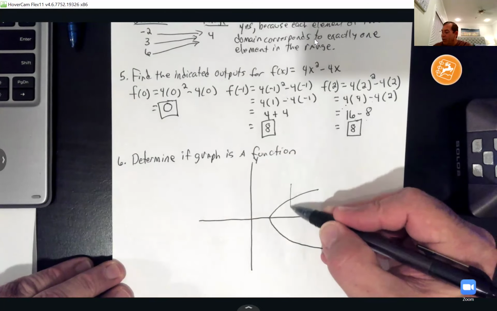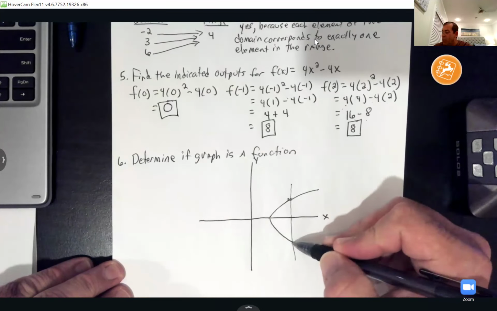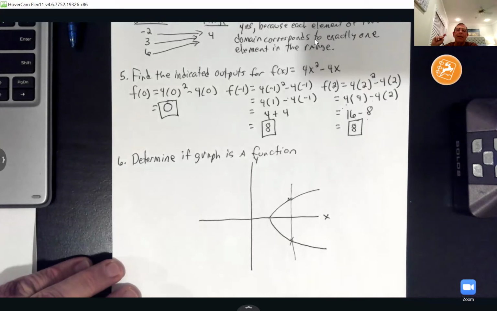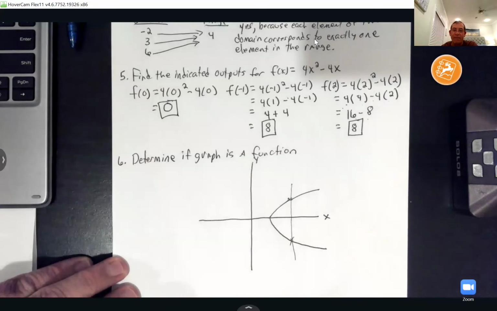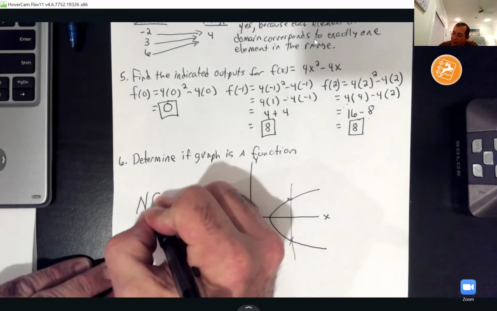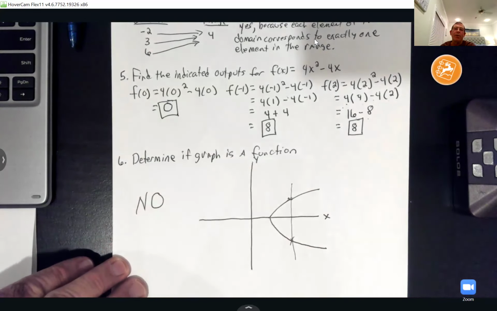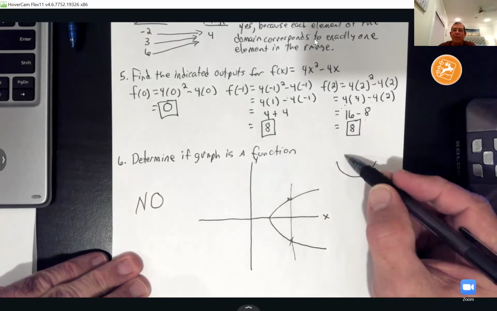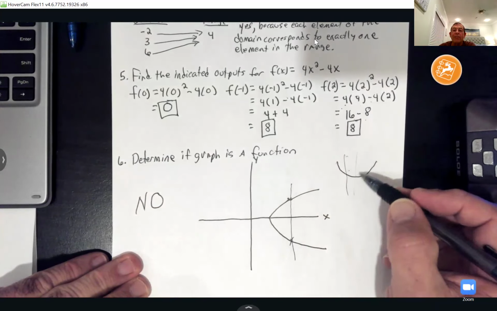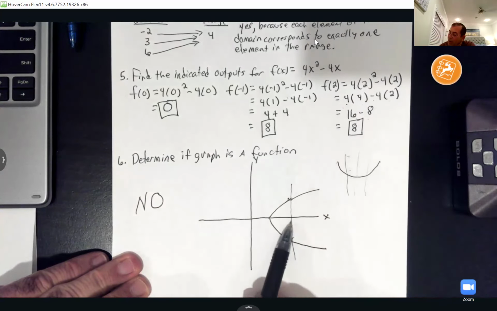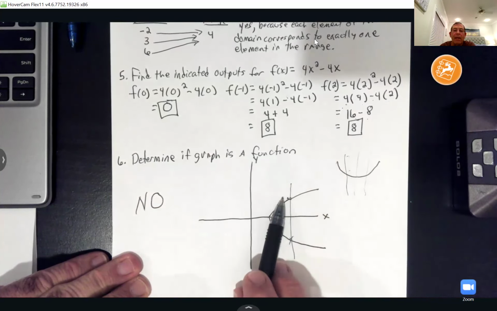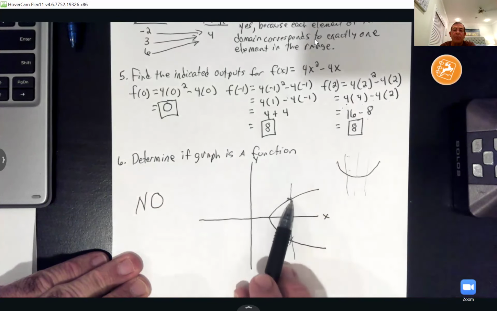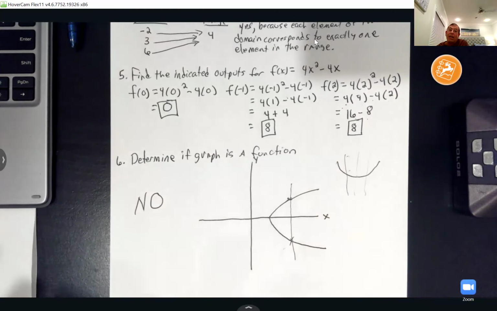Because remember, if the vertical line intersects it more than once, it is not a function. So y'all, on this one, you've got to put no. Remember, to be a function would be something like a parabola. Remember, the vertical lines only intersect it once as you're going through. And y'all remember, these x values can't have more than one y value. So that's why this is sort of violating that, okay?